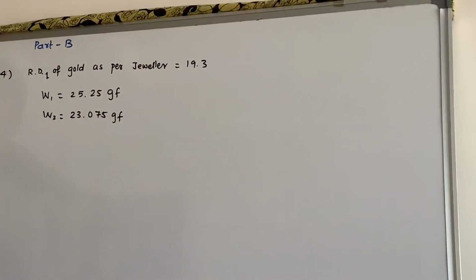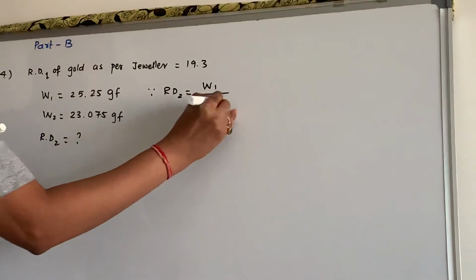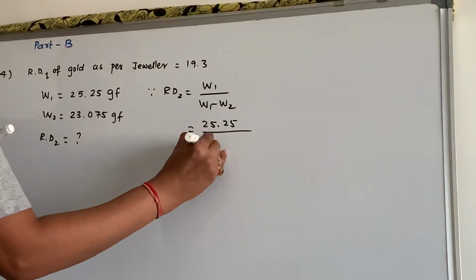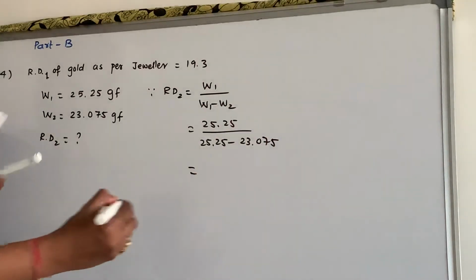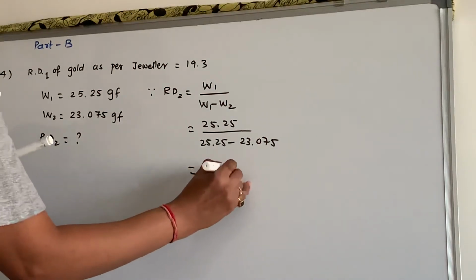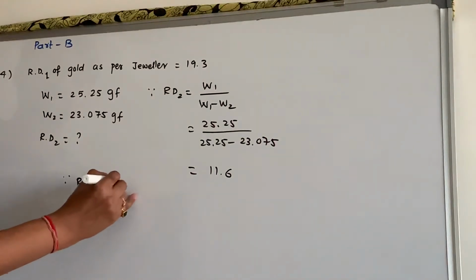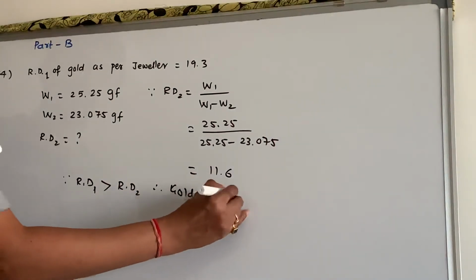Now with the help of suitable calculation, find out whether the ornament is made of pure gold or not. By this calculation, find the RD2 of gold, which is question mark. Now I will write here, since RD2 is equal to W1 upon W1 minus W2. Now W1 is your 25.25 upon 25.25 minus 23.07. If you solve this part, this comes out to be 11.6, right? Now since your RD1 is greater than your RD2, therefore gold is not pure.